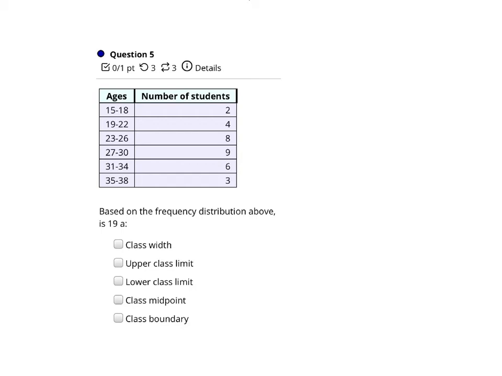Right, they're asking, based on the frequency distribution above, is 19 a... So 19 is right here. That's a lower class limit. So for the class 19 through 22, it is a lower class limit.